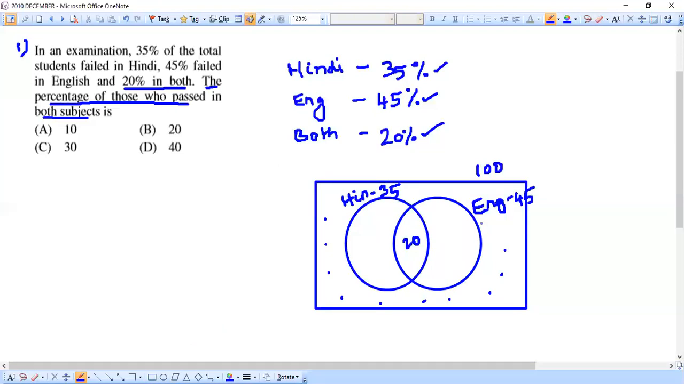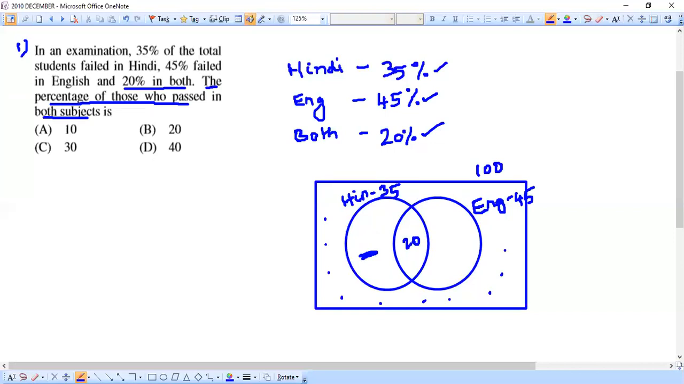But how can we calculate this? What logic can we use here? Again, we are going to use the Venn diagram logic only. See here how simply we can finish it. I know Hindi failures are 35. This entire left-hand side circle has 35 members who failed. And if this portion alone is 20, then what about this portion? I mean, this portion where I have made a dash here, how many people will be here?